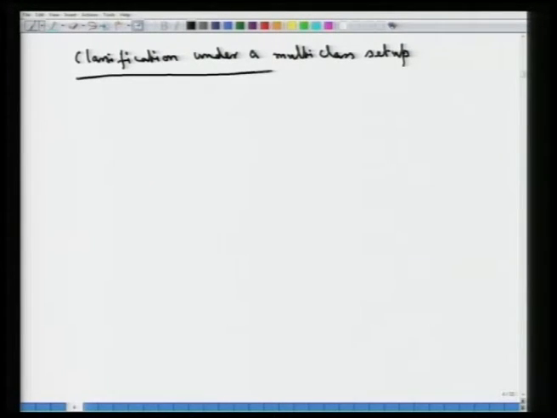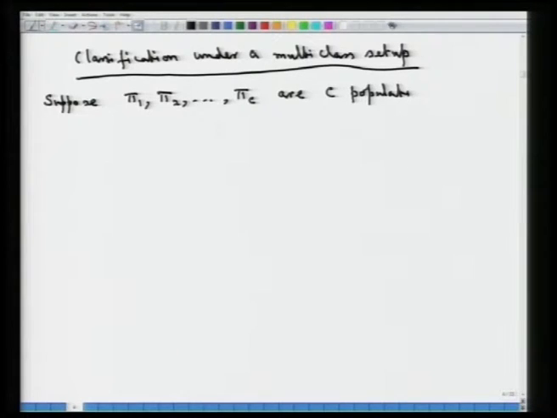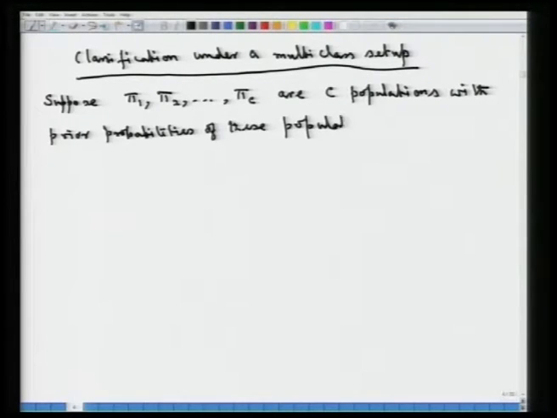So, we make provision for more than two populations. Suppose we have now C populations. Suppose pi 1, pi 2, ..., pi C are C possible populations with prior probabilities of these populations as, say, p pi 1, p pi 2, ..., p pi c.